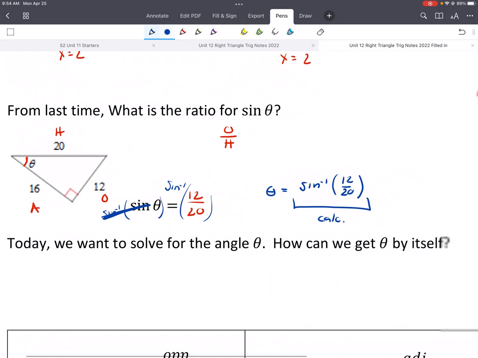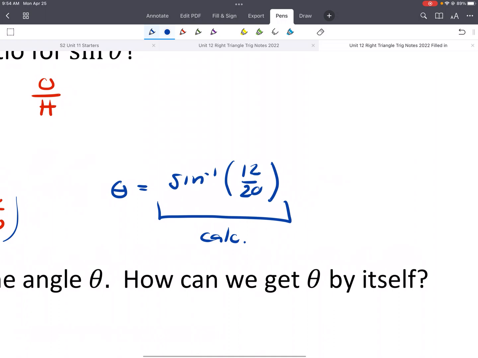All right, so let's make sure that we're good with that. So everybody type that in. So we'll type in second or shift sine, and then we'll do 12 divided by 20. You don't need to do a fraction, you can do division. Sometimes your calculator will do 12 like that, divided by 20.